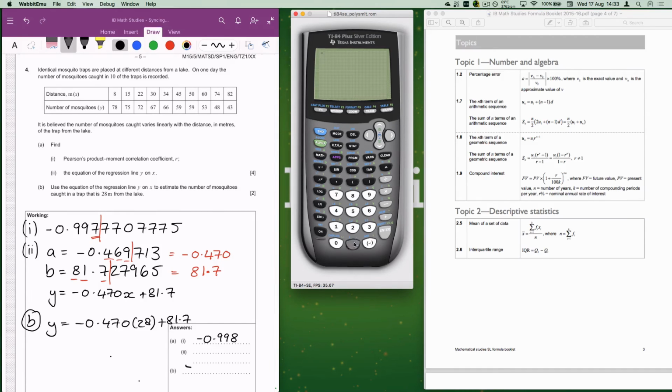So minus 0.470 times 28 plus 81.7. That estimates that we have 68.54 mosquitoes. Okay, and to 3 significant figures, that is 68.5 mosquitoes. So let's just write that in at the bottom. Okay, and that's question 4.